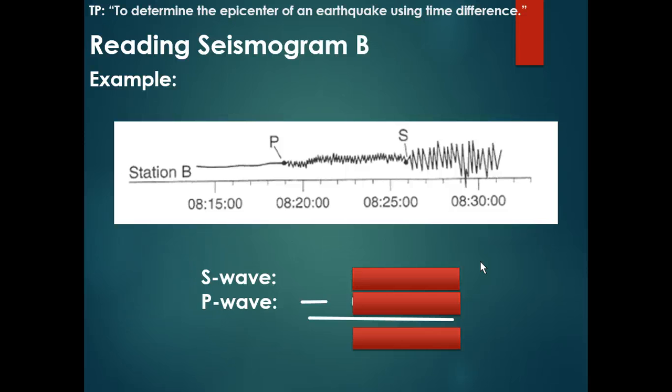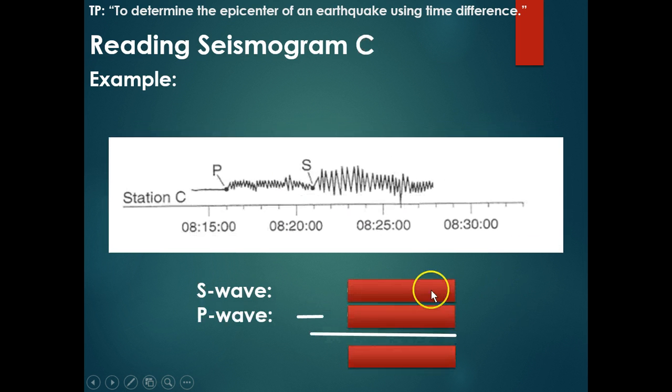For seismogram B, I'm just going to go through all these just so we're very, very clear. The S wave arrived at 8 hours 26, right? Here's 25, 26. And we subtract that from the P wave, which is going to be 8 hours and 19. Here's 8 hours 15 minutes, 16, 17, 18, 19 minutes. All right, and we get 7 minutes. For the final one, S wave arrived at 8 hours 21 minutes. And the P wave arrived at 8 hours 16 minutes. We subtract those two and we get a difference of 5 minutes.